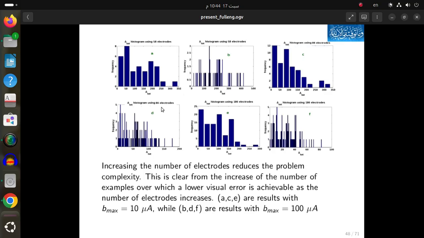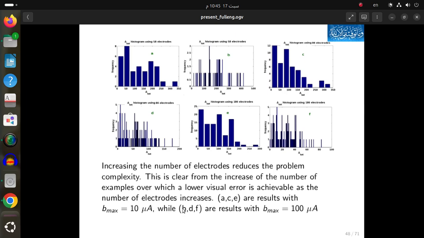For the number of electrodes, of course, it is expected and intuitive that as the number of electrodes decreases, the problem is more complex. Also, we try different maximum electrode currents.